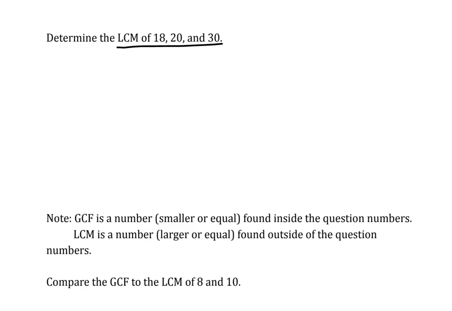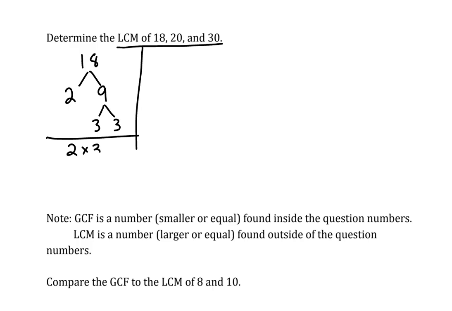Okay, so instead of writing out all the multiples of 18 and all the multiples of 20 and all the multiples of 30, which you can do, by the way, and you would find the answer, let's stretch our brains a little bit and use our prime factorization. So the prime factorization for 18, we start out by saying it's 2 times 9. I can't break down 2, so I have 3 times 3. Okay, so the prime factorization of this is going to be 2 times 3 squared, because I have 2 3's.